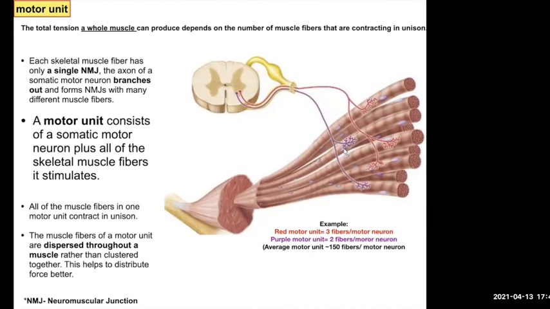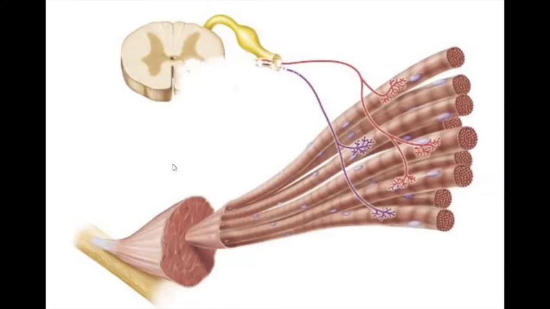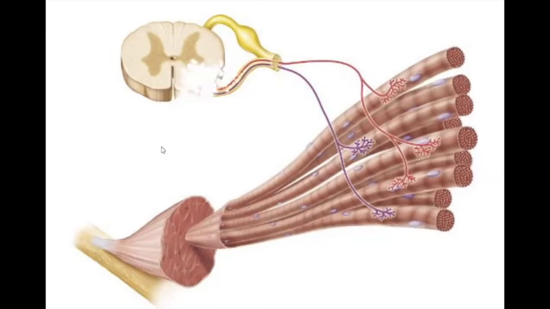When it sends its action potential down, that spreads out along all these branches and contracts all those muscle fibers. In the last lecture, we saw that you can increase the force of contraction by not giving the muscle any time to relax in between stimuli. If you increase the frequency of stimulation, you get a stronger contraction on top of that.